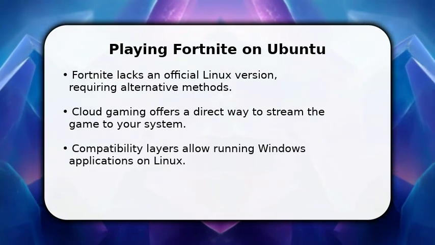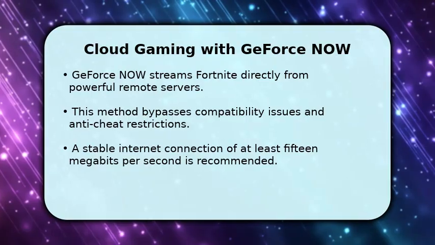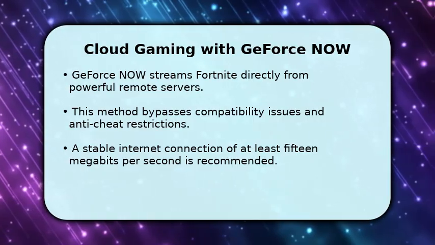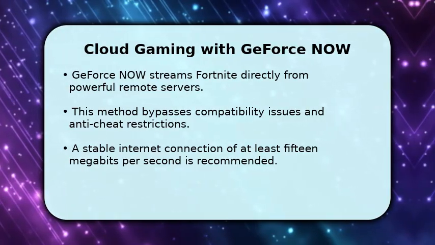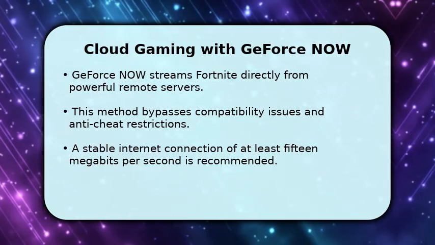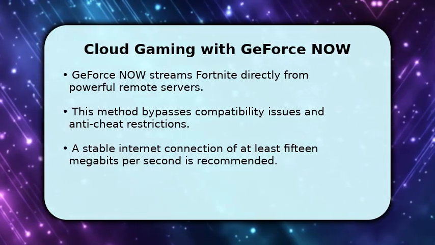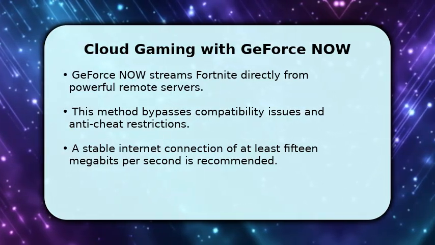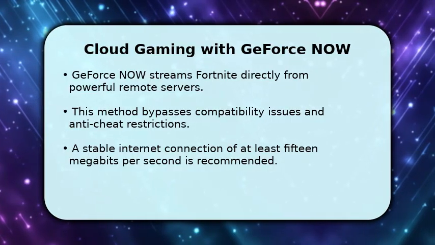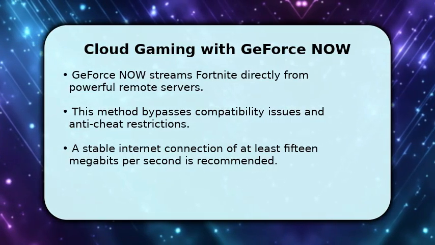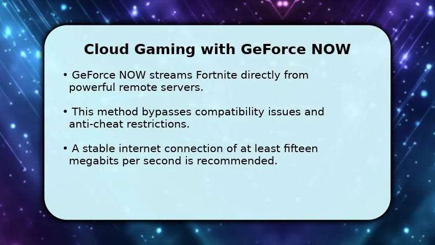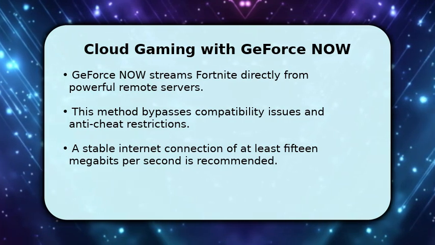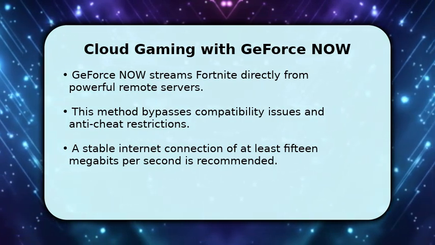Royale action. The most reliable way to play Fortnite on Ubuntu is through cloud gaming services like NVIDIA GeForce Now. This service streams the game from high-performance servers directly to your computer, eliminating the need for local installation or complex setup. You simply launch the GeForce Now application, log in, and link your Epic Games account. A stable internet connection, ideally 25 to 50 megabits per second, ensures a smooth and responsive gaming experience, letting you jump into matches without hassle.